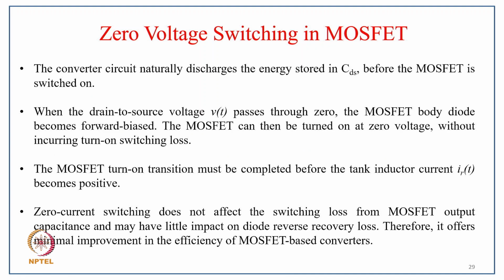So the converter circuit naturally discharges the energy stored in CDS before the MOSFET is switched on, and when the drain to source voltage VDS passes through zero, the MOSFET body diode becomes forward biased, and the MOSFET can then be turned on at zero voltage without incurring turn-on switching loss. The MOSFET turn-on transition must be completed before the tank inductor current IRT becomes positive, and zero current switching does not affect the switching loss from MOSFET output capacitance and may have little impact on the diode recovery loss. Therefore, it offers minimal improvement in the efficiency of MOSFET based converters.